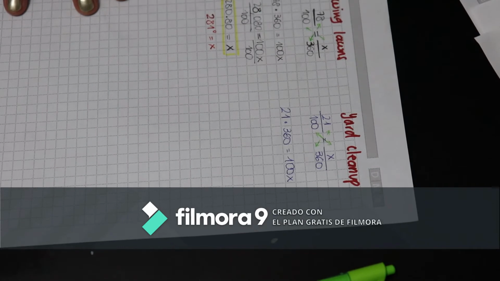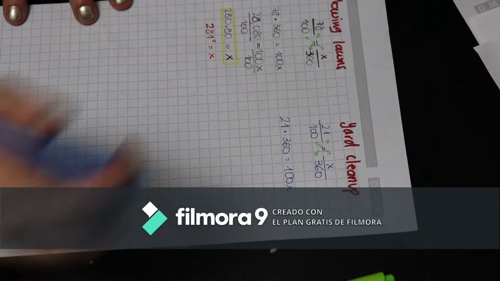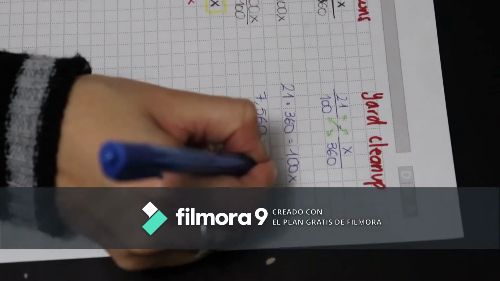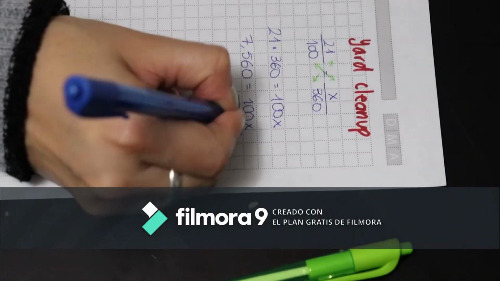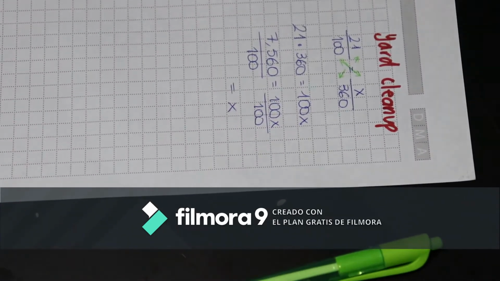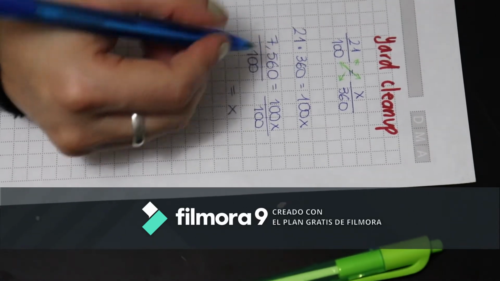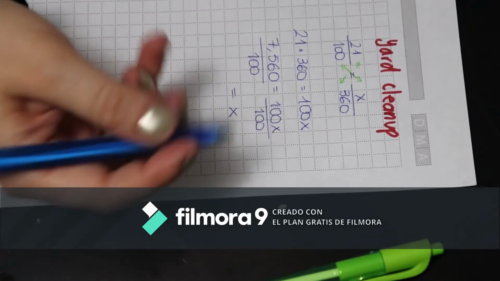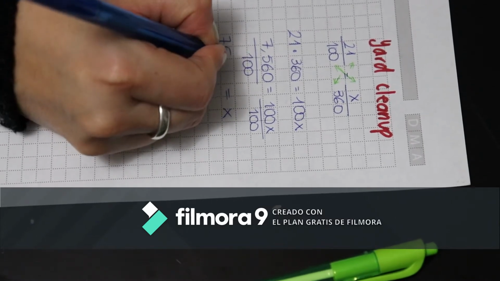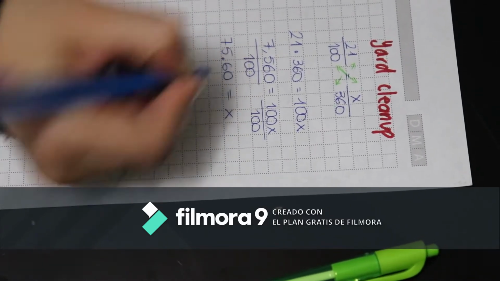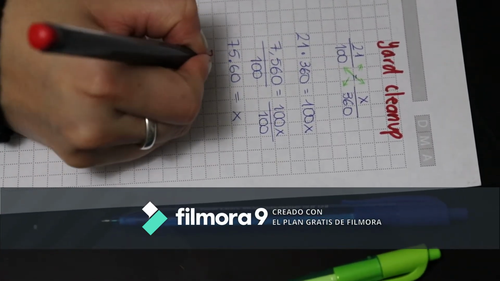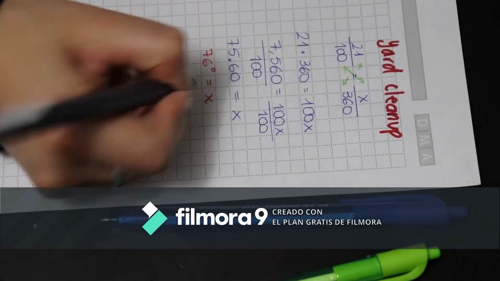So if I do that multiplication, that's gonna be 7,560, and I'm gonna divide by 100 in both sides. I get x isolated, and then I'm just gonna move the decimal point towards the left to get the final answer, which is 75.60, which allows me to round into 76 degrees.